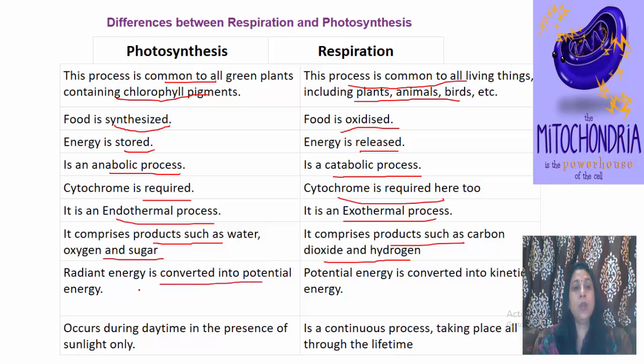In photosynthesis, radiant energy is converted into potential energy. Potential energy, why? Because the energy is stored inside the body, the organs of the plant. Whereas in respiration, the energy which was stored, that is potential energy, is converted into kinetic energy, that is energy released. We can use it to do our work. Photosynthesis occurs during daytime in the presence of sunlight only, whereas respiration is a continuous process taking place all through the lifetime, day and night. So these are the differences between photosynthesis and respiration.